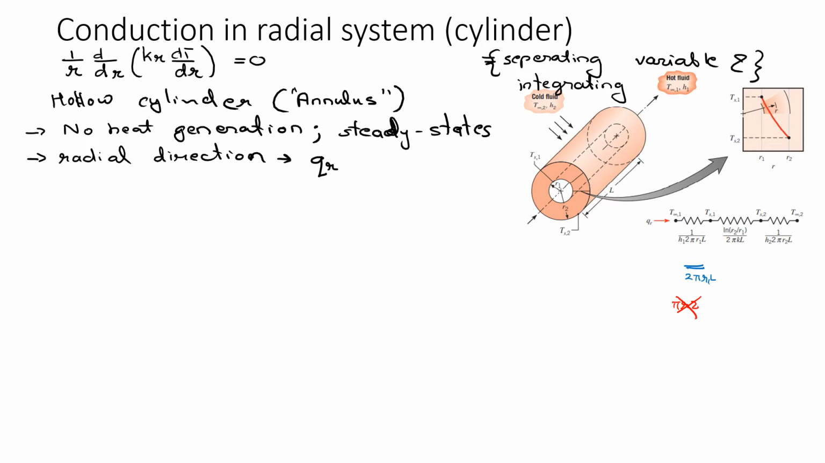Moving on to the resistance due to conduction, it will be log of r2 by r1 upon 2 pi kL. This is R conduction and this is something that we will be deriving in this particular example. So that is the motivation of this problem and then R due to convection again. So we have three resistances and they are in series.